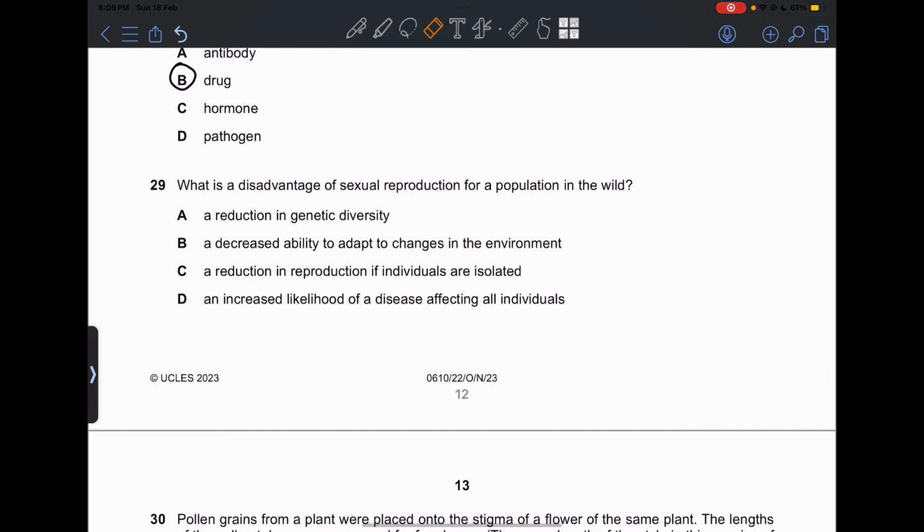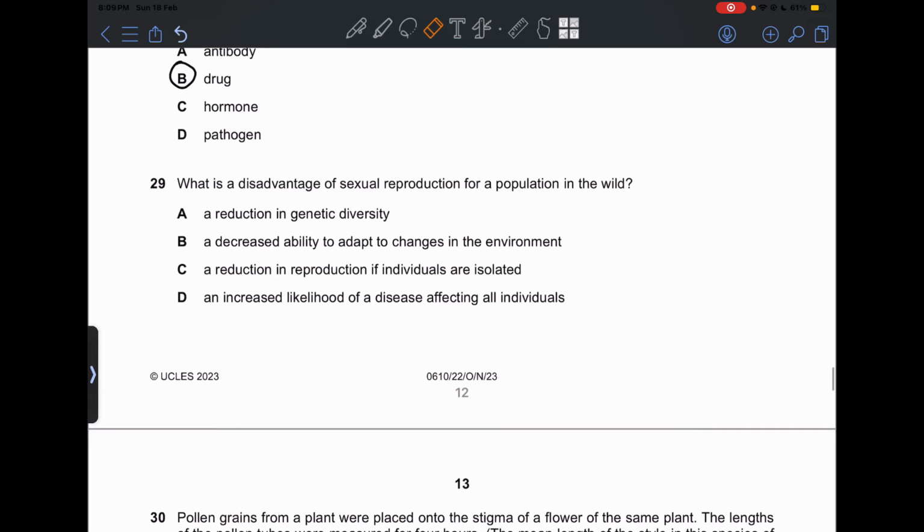29. What is a disadvantage of sexual reproduction for a population in the wild? A says a reduction in genetic diversity. This is actually not caused by sexual reproduction. This is caused by asexual reproduction. B says a decreased ability to adapt to changes in the environment. This is again not caused by sexual reproduction.